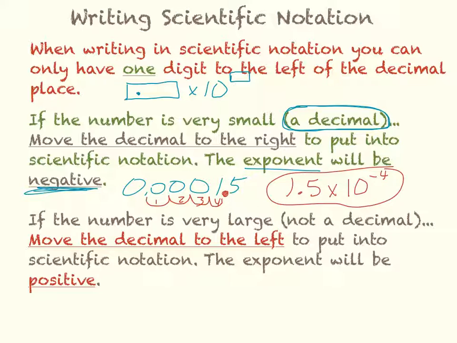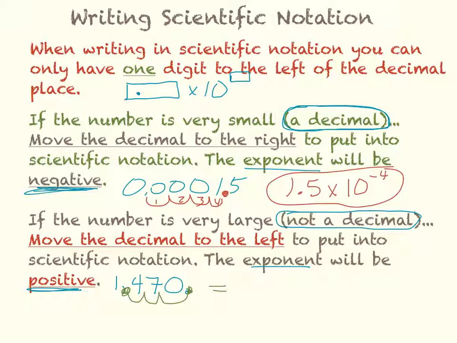Now, on the other hand, if the number is very large, which means it's not a decimal, could be negative, but it's not a decimal, we're going to move the decimal to the left to put it into scientific notation, and then the exponent will be positive. So if I have 1,470, and I want to put it in scientific notation, my decimal is at the end, so I'm going to move it 1, 2, 3 until there's only one spot to the left, so that's going to be 1.47 times 10 to the third power, and it's going to be positive. So that would be your final scientific notation.